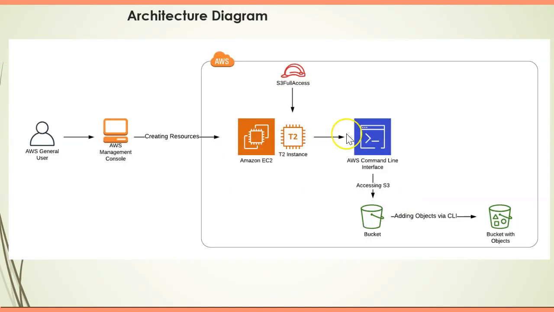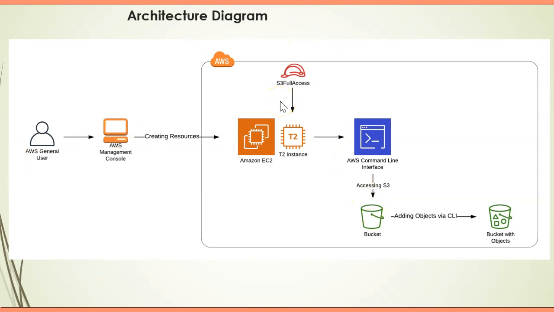So let's look at the architecture and how it works. Let's say this is our users and this is our management console, and this is our AWS architecture. It's going to connect with our EC2 instance, which has the S3 full access policy applied to it, and then it reaches our bucket. That's how it's going to work.